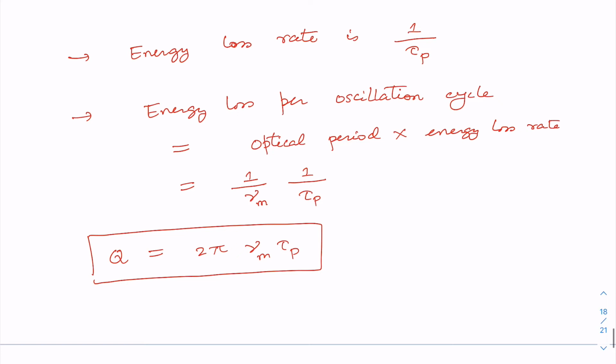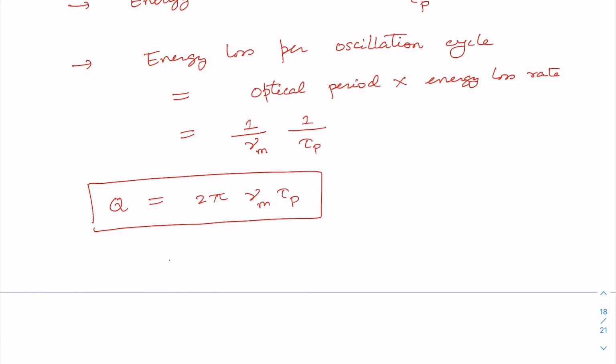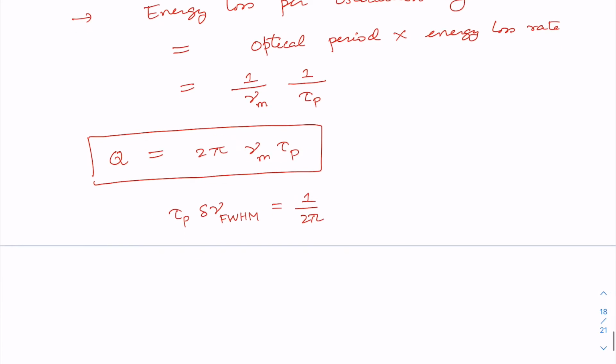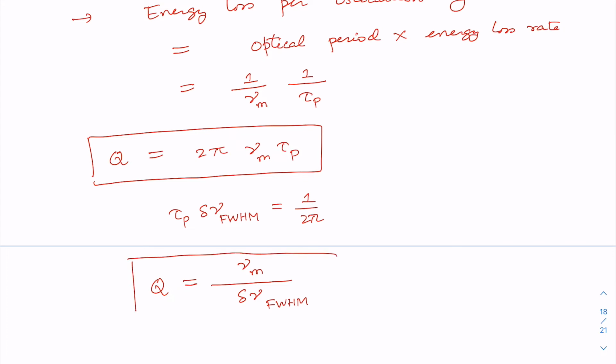So this is the expression for the quality factor. Now, due to the relation that we had earlier, the uncertainty relation, tau p into delta nu, the full width at half maximum, is equal to 1 by 2 pi. So clearly we can write that the quality factor is equal to the resonance frequency divided by the full width at half maximum.